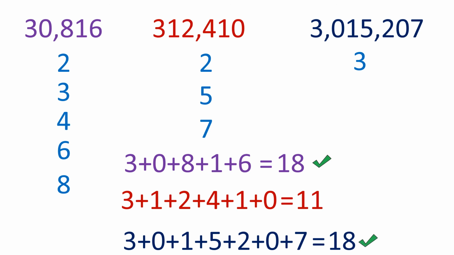So that means the numbers which are divisible by 9 are 30,816 and 3,015,207.